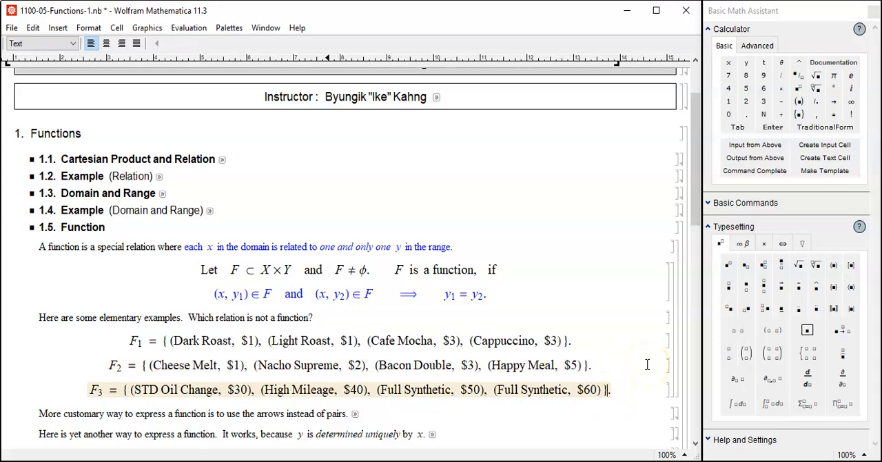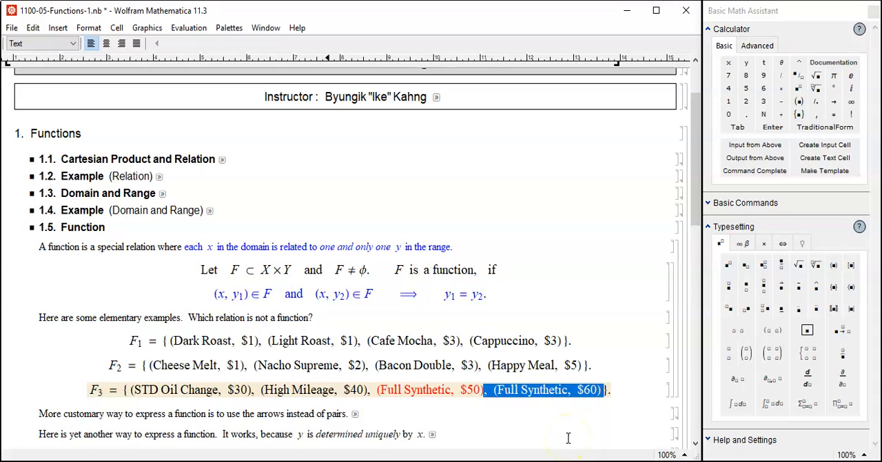But this is going to be a trouble. Standard oil change $30, high mileage $40, full synthetic $50, full synthetic $60. Which is right? Full synthetic 50 or 60? Which is right? We have a problem here. We have a confusion. So this one is not a function. And then you cannot run your business like this until you remove one of them.